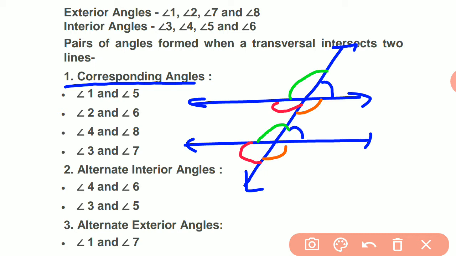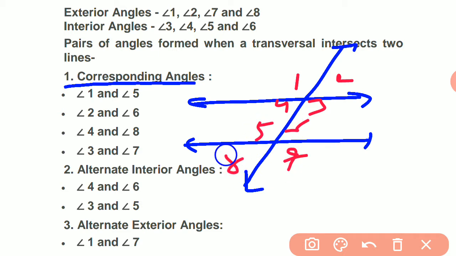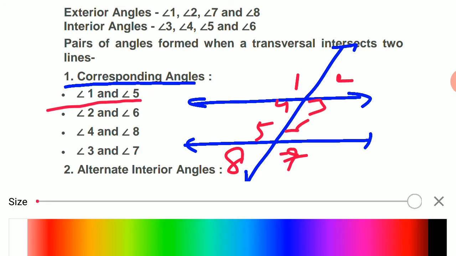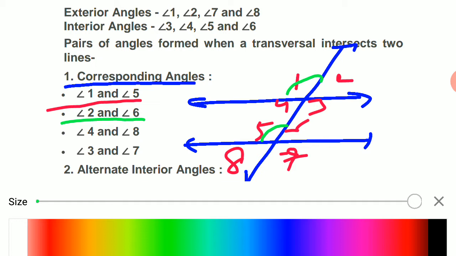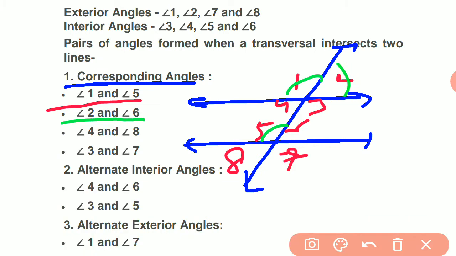Suppose the names of the angles are 1, 2, 3, 4. This angle is 1, this is 2, this is 3 and 4, this angle is 5, this is 6, 7 and 8. So 1 and 5 are corresponding angles. Angle 2 and angle 6 are corresponding angles.